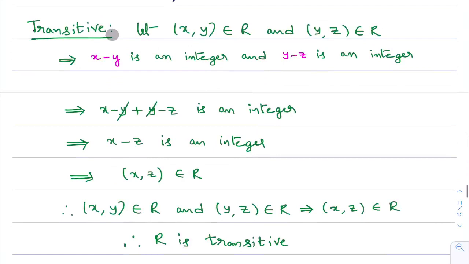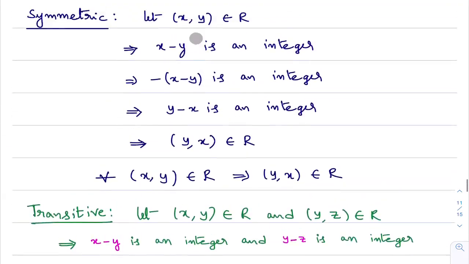Now, the transitive property. What is the transitive property? You take an ordered pair x comma y belongs to R and y comma z belongs to R. You need to check whether the ordered pair x comma z is there in this relation or not. X comma y belongs to R means x minus y is an integer.